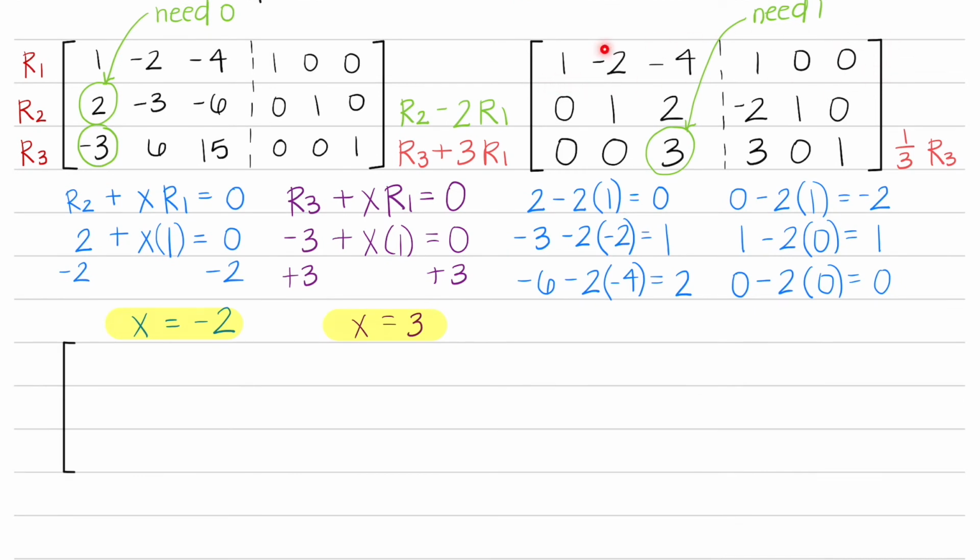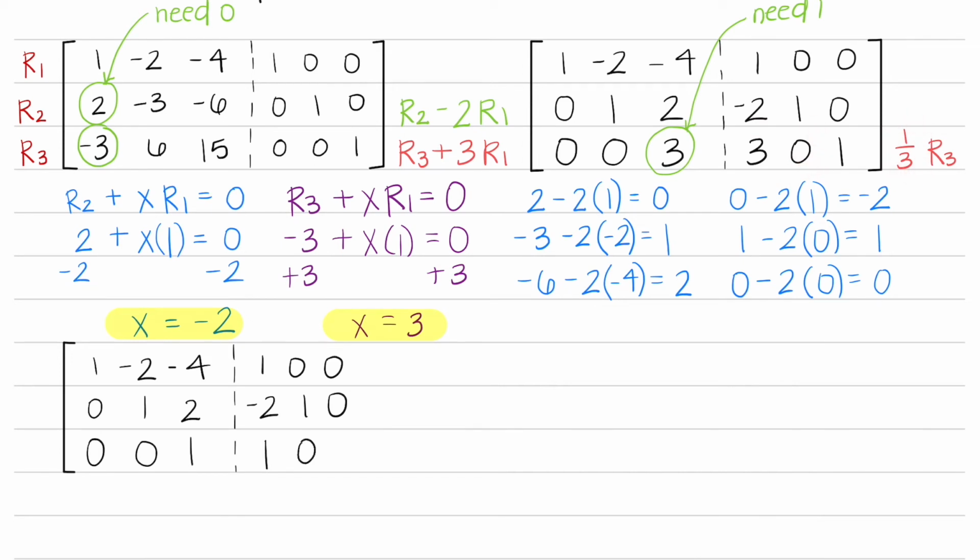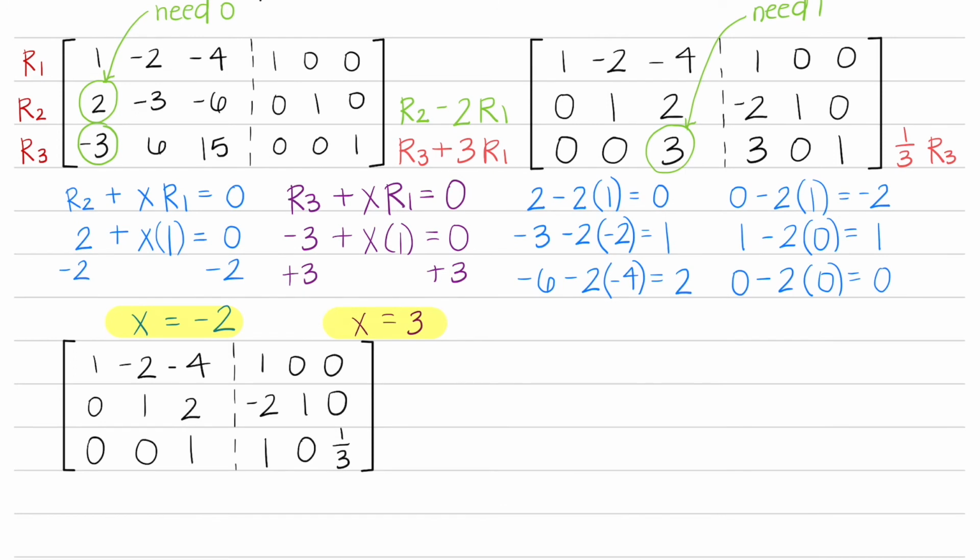So let's write our matrix. We don't change anything in row 1. Row 2 stays the same. But for row 3, we'll multiply each term in row 3 by 1/3. So 0 times 1/3 is 0. 0 times 1/3 is 0. 3 times 1/3 is 1. 3 times 1/3 is 1. 0 times 1/3 is 0. And 1 times 1/3 is 1/3. Now we have our diagonal all 1s like we want.